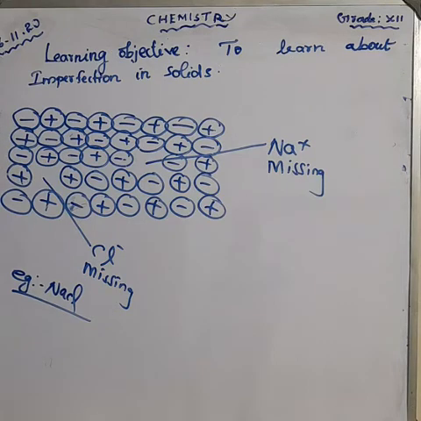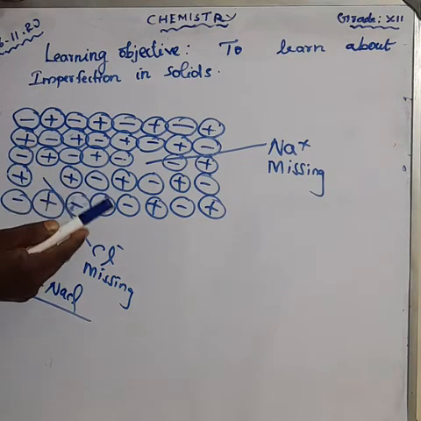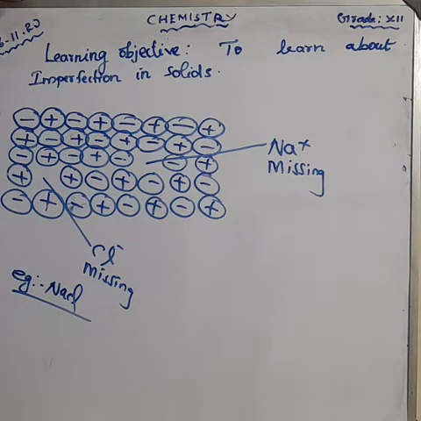Schottky defect arises due to the missing of an equal number of cations and anions from the crystal lattice. This is one of the crystal lattice. Sodium plus ions and chloride minus ions are missing from the crystal lattice. This effect does not change the stoichiometry of the crystal, because the number of positive ions is equal to the number of negative ions.